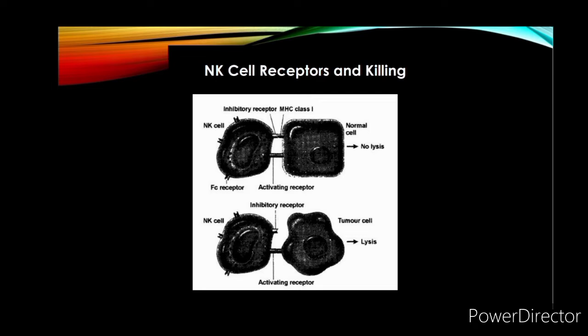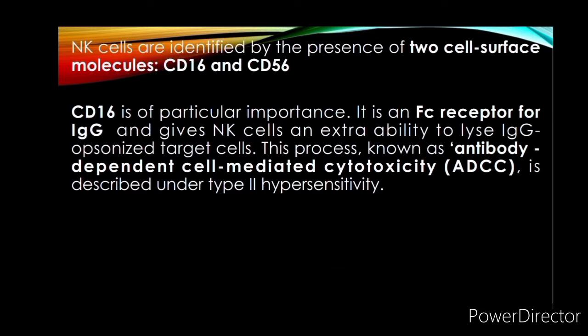So the CD16 is of particular importance. It is an Fc receptor for IgG and gives NK cells an extra ability to lyse IgG-opsonized target cells. So this process, known as antibody-dependent cell-mediated cytotoxicity, or the ADCC, is described under the type 2 hypersensitivity. So NK cells also secrete cytokines and are important source of interferon gamma, or the IFN gamma.